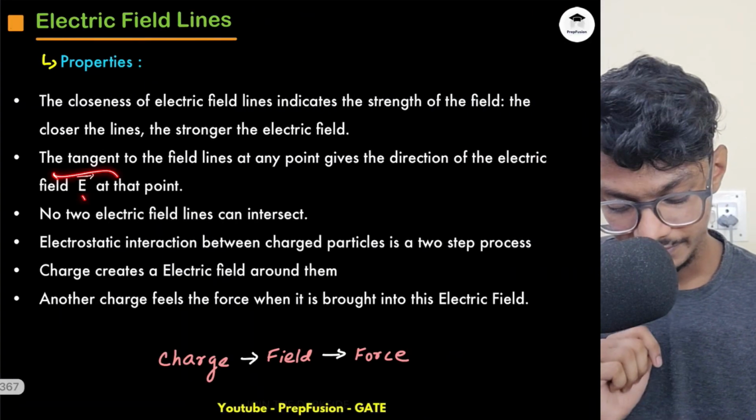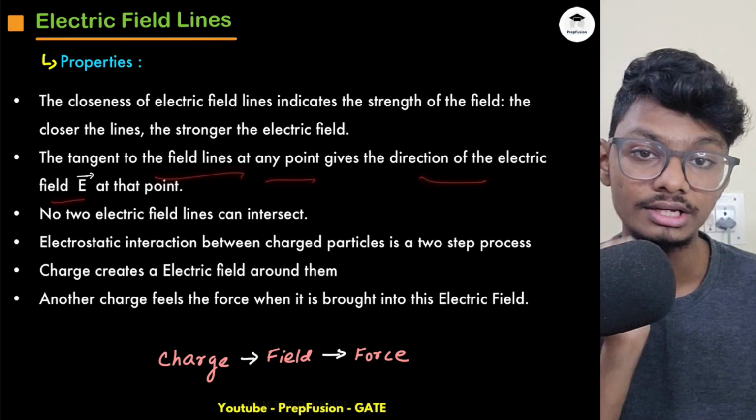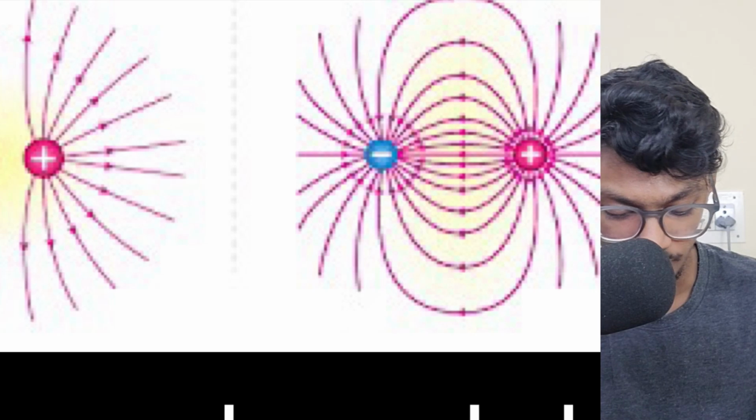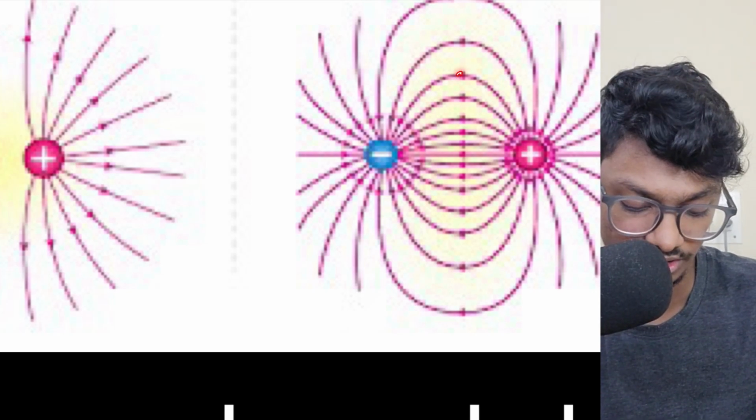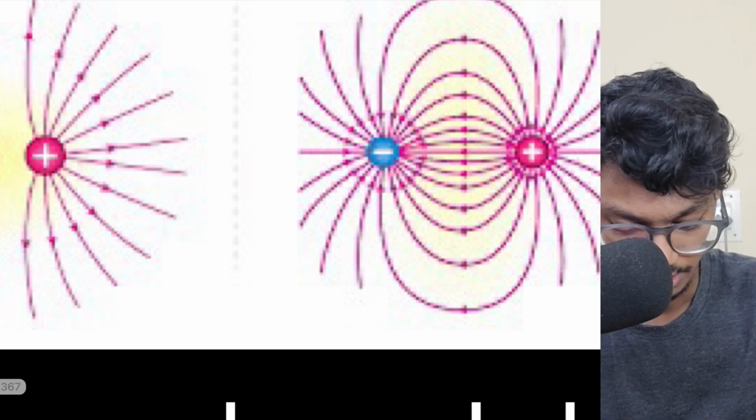Okay, get the point? The tangent to the field lines at any given point gives the direction of the electric field at that point. So let's say I want to find out the direction of electric field at this point. It will be the tangent, right? Just touching the curve. Here, what is the direction?